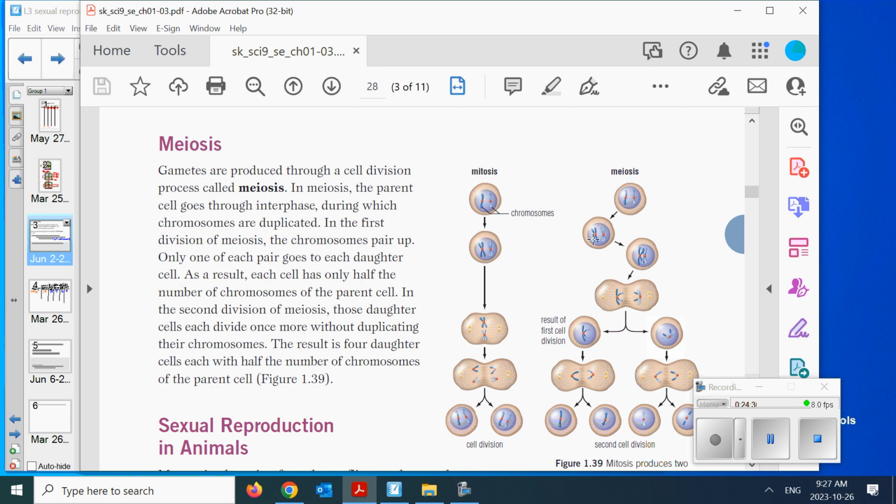Okay, it starts out the same. Looks pretty much the same here in prophase. Then they separate. Okay, you got this going on here. But then it does a cell division again without any duplication.